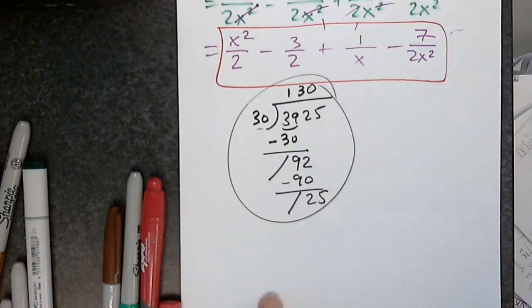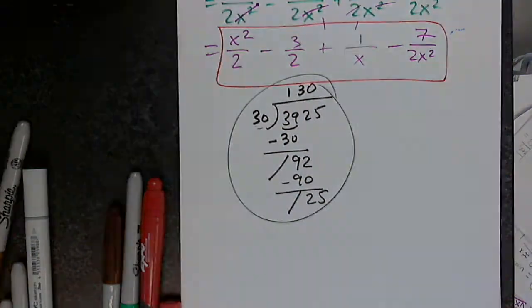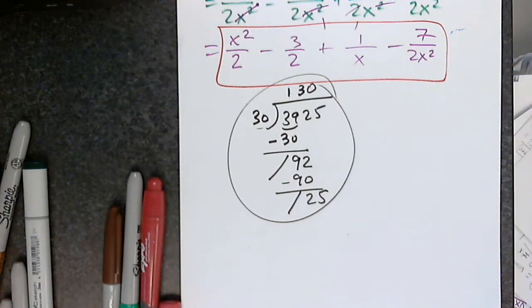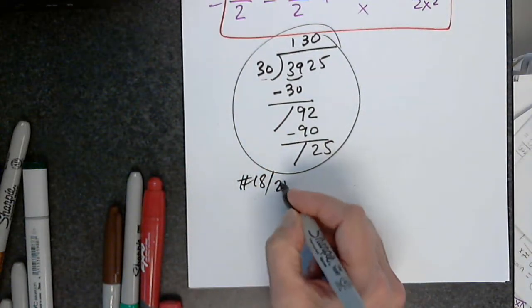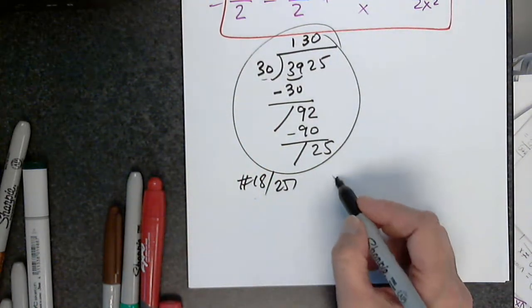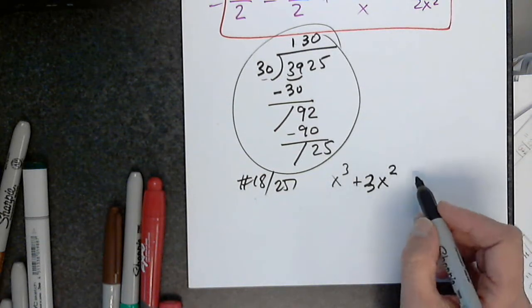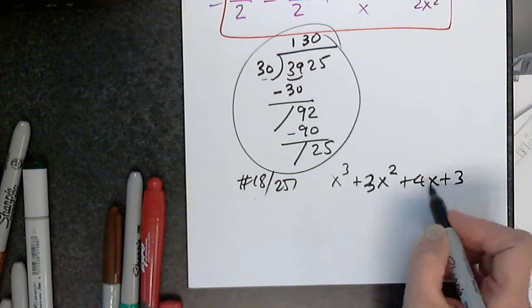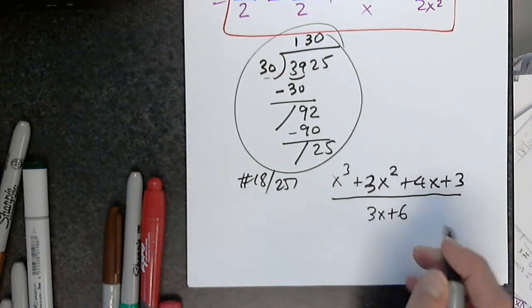So now let's pick a problem. And I will pick a problem from your book now. On page 251, let's say problem 18, and I have x cubed plus 3x squared plus 4x plus 3, everything divided by 3x plus 6.